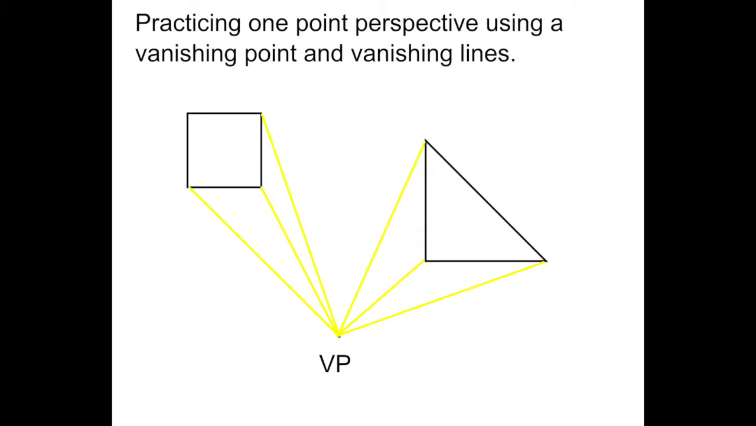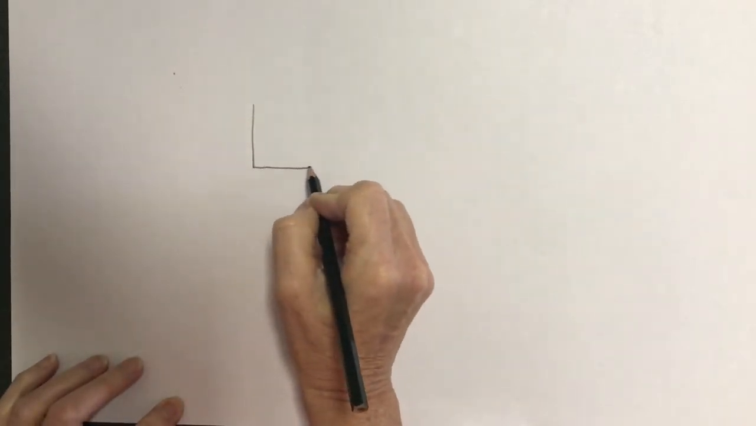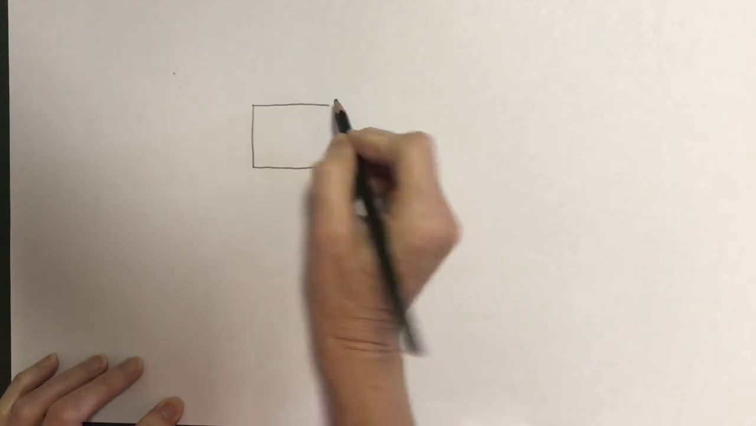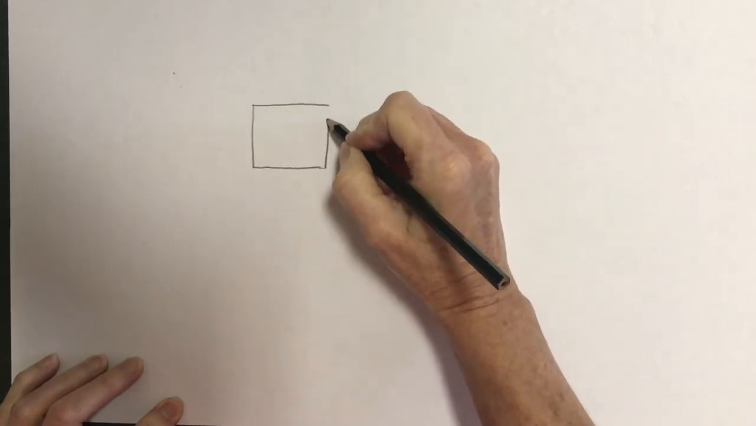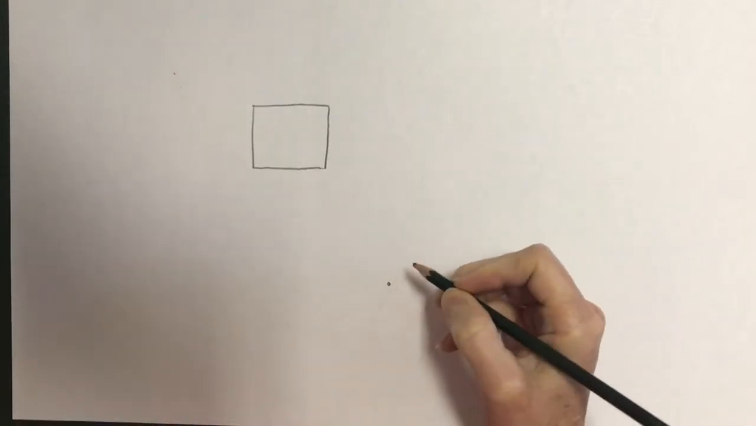Why don't you try it now? You can pause the video in just a moment and try this. I'm going to draw a square. You don't really need a ruler for this step. And then choose a place for your vanishing point, either above or below the square.